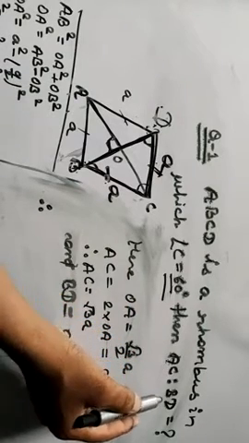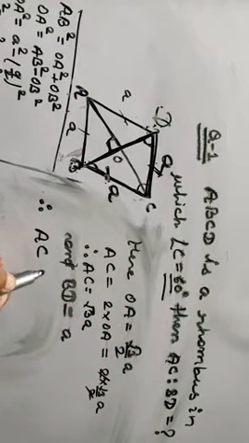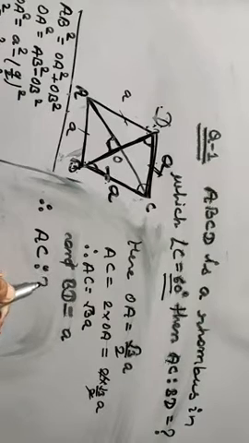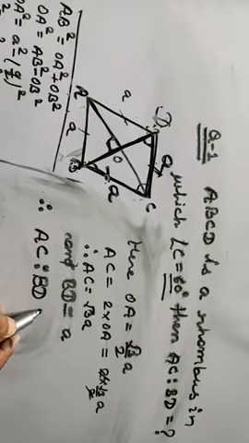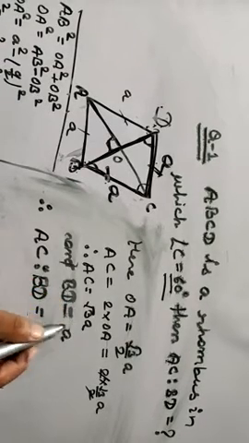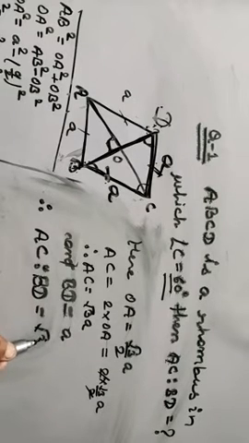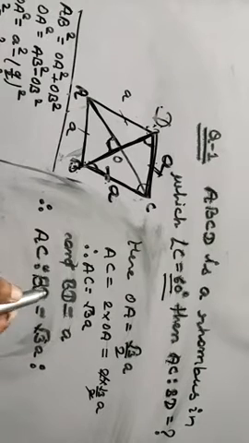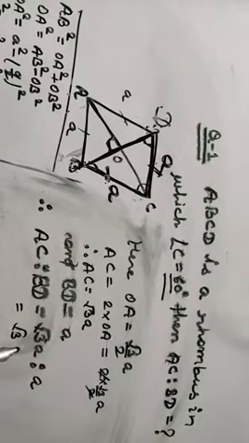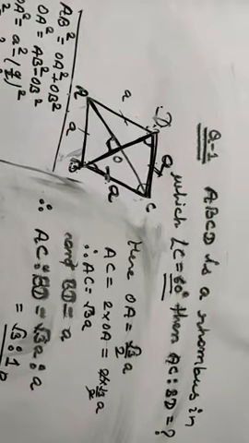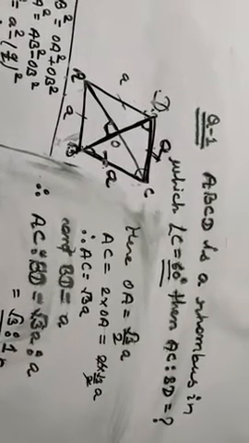Then we have to find the ratio AC to BD. The AC to BD is equal to what? The value of AC is root 3 A, and BD equal to A. A will cancel, it will leave root 3 ratio 1. Okay, this is the required answer. We will write it as the required answer. Okay. Likewise, we have to complete this question.